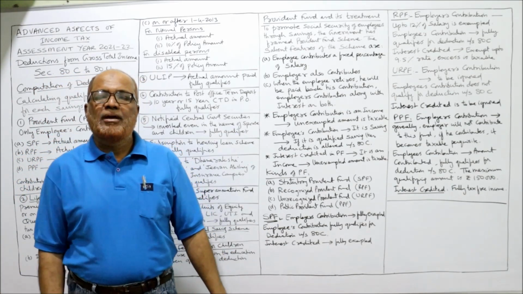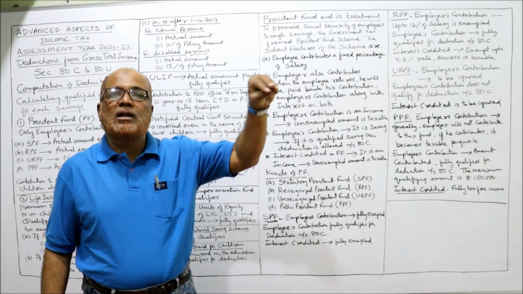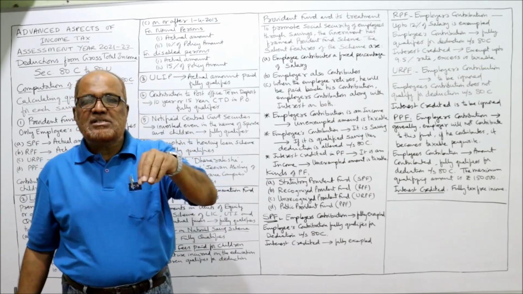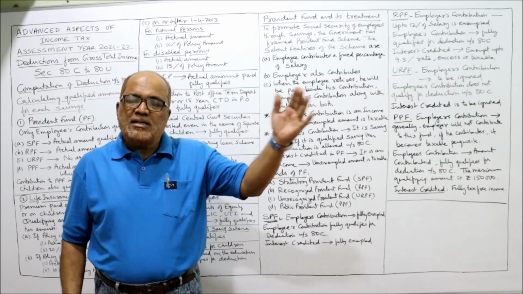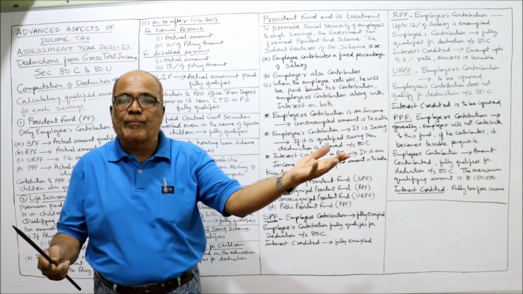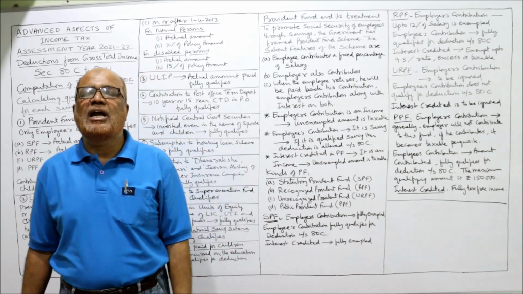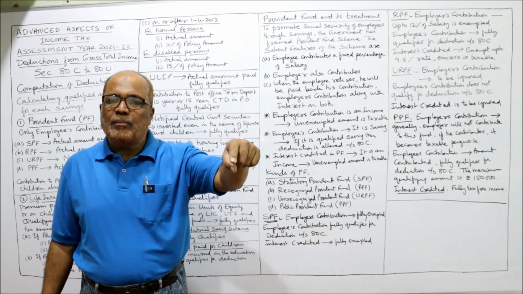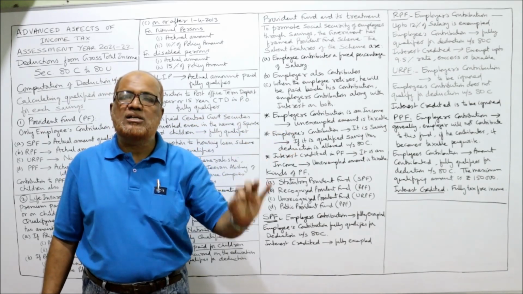Employer's contribution. If an employee is having SPF, so whatever employer contributes into SPF, that is completely exempted in the hands of the employee. Mr. X is an employee of a central government department. He is having SPF. So whatever employer contributes in his SPF account, that's an income, but it is completely exempted. Employee's contribution fully qualifies for deduction under section 80C. For SPF, statutory provident fund, employer's contribution fully exempted. Employee's contribution fully qualifies for deduction under section 80C.